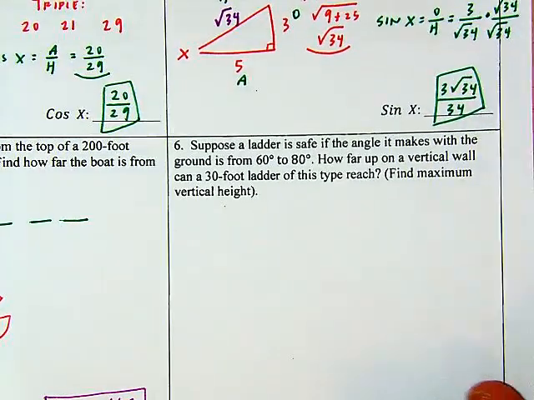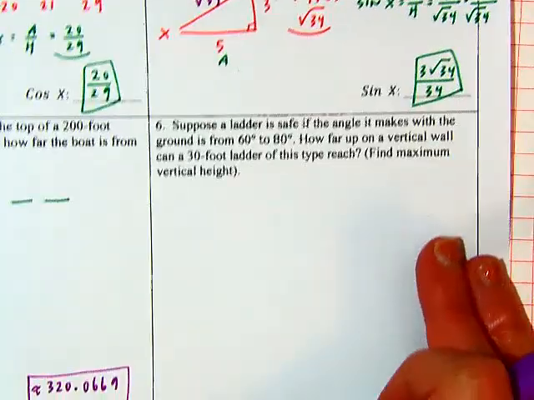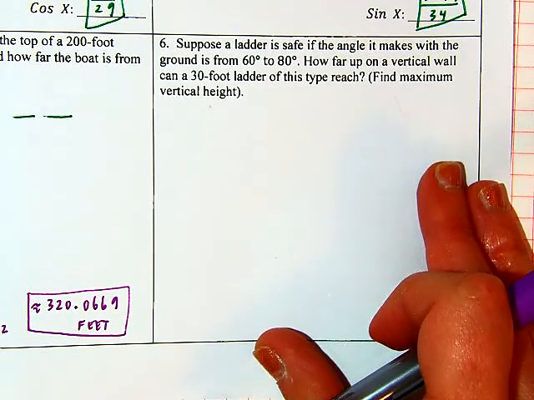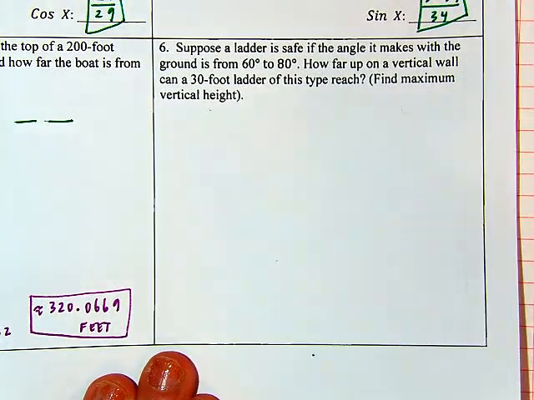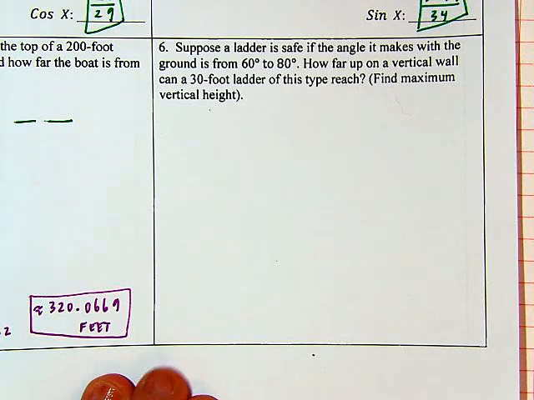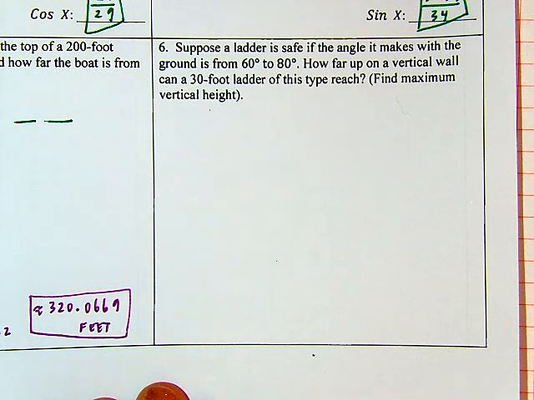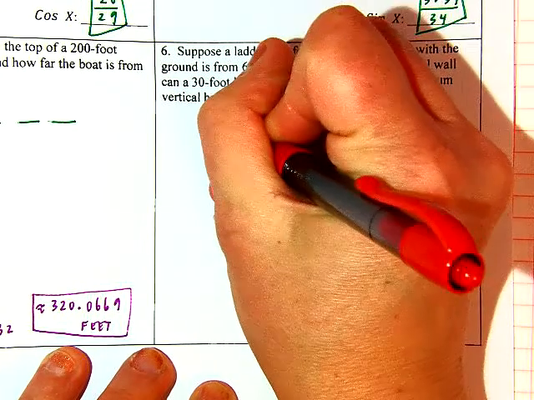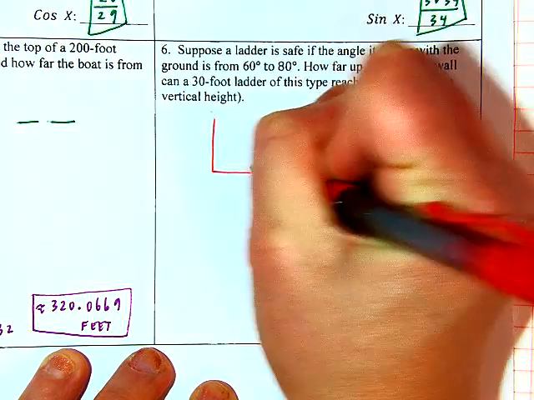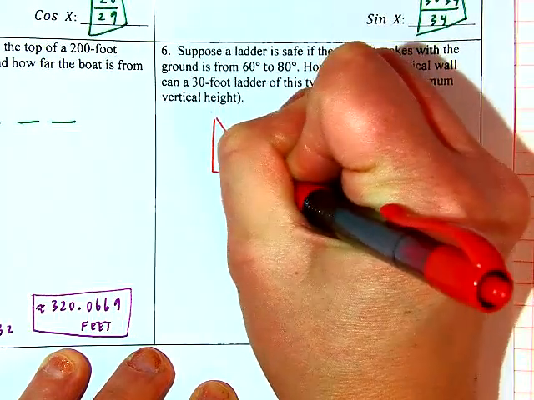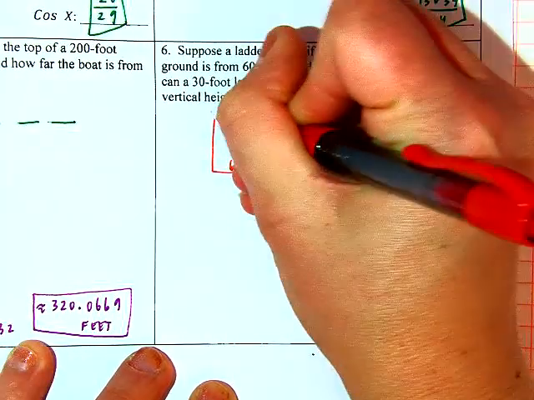All right, number 6. We've seen this problem before, but I wanted to make sure that we know how to do it because I saw some questions in the homework. Okay, so suppose a ladder is safe if the angle it makes with the ground is from 60 to 80 degrees. Okay, well, let's visualize that. Right, we have two extremes. I could have right here where this is 60 degrees, and here's my ladder.